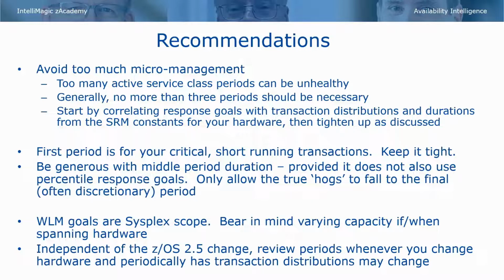Number of periods. Historically, I've seen some TSO setups with 4, 5, 6 periods. You really shouldn't need that level of granularity. Generally speaking, I'm not saying there couldn't be exceptions, but I think 3 is plenty. In some cases, even 2 is enough. You've got the fast running stuff, the slow running stuff. It'll obviously depend on what kind of distribution you have.